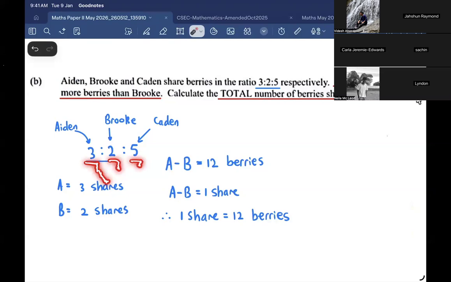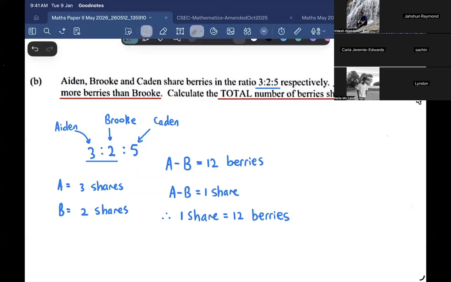60. Correct. And if you know how many berries each of them gets individually, you can find the total number of berries. You want to add all. Yep, so Sachin was correct. So that's one way you could do it. What I would do is find the total number of shares and then multiply that by 12, which is also correct.